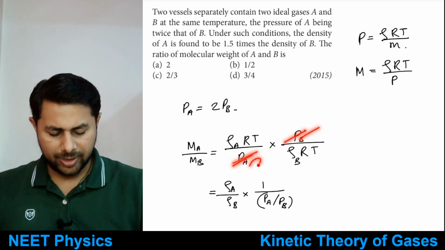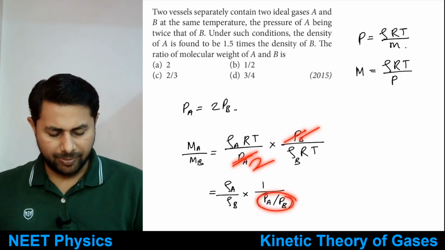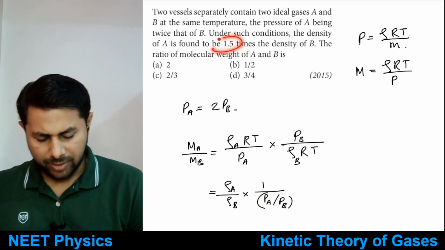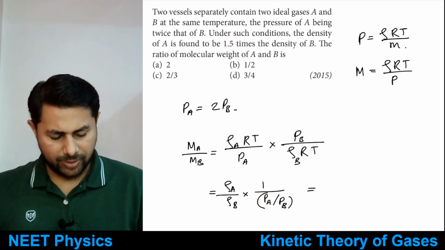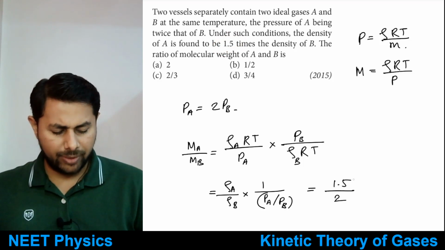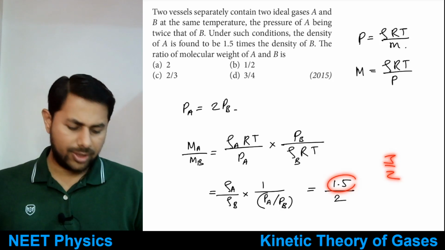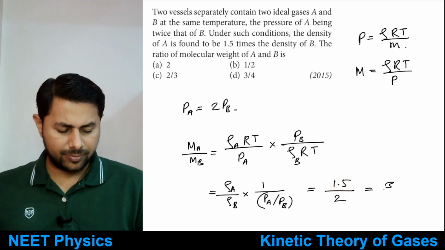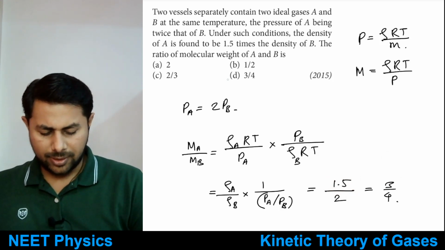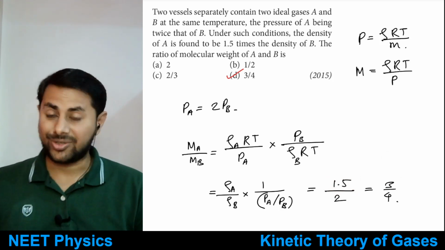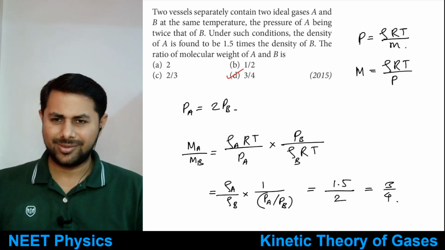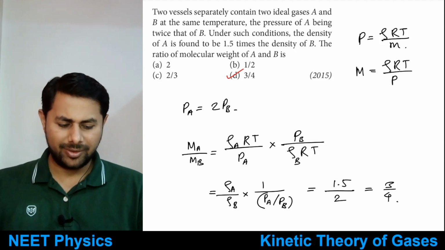So PA divided by PB is 2, right? So PA by PB is 2, and what is rho A by rho B? It is 1.5. So this is equal to 1.5 divided by 2. 1.5 is 3 by 2, so 3 by 2 by 2 means 3 by 4. So that's the answer. It's option D. Right, this is simple.